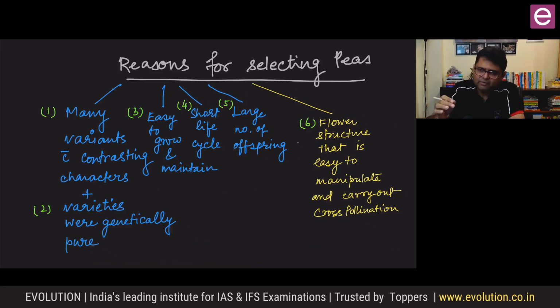So there were so many variants, and among these, Mendel chose 7 different characters, and for each character, Mendel was able to find 2 clear-cut contrasting types. So that was one thing. And then Mendel could also establish that these variants were genetically pure. What do we mean by genetic purity? We mean that if tall plants are continuously mated with other tall plants, then for any number of generations, they will give only tall plants. That will mean that they were pure tall plants.